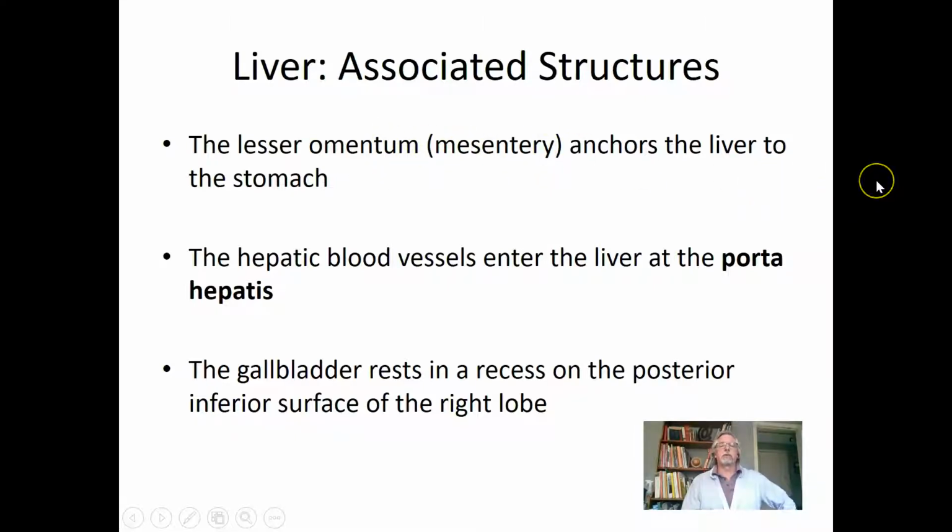There's a location on the posterior surface called the porta hepatis. This is where the blood vessels enter into the liver, the main place that they enter. Okay, the gallbladder, as we mentioned before, is on the posterior surface of the right lobe. I think this might have been incorrectly stated in a previous video. I think I said it was on the ventral surface. It's not. It's the dorsal surface, the posterior surface of the right lobe.